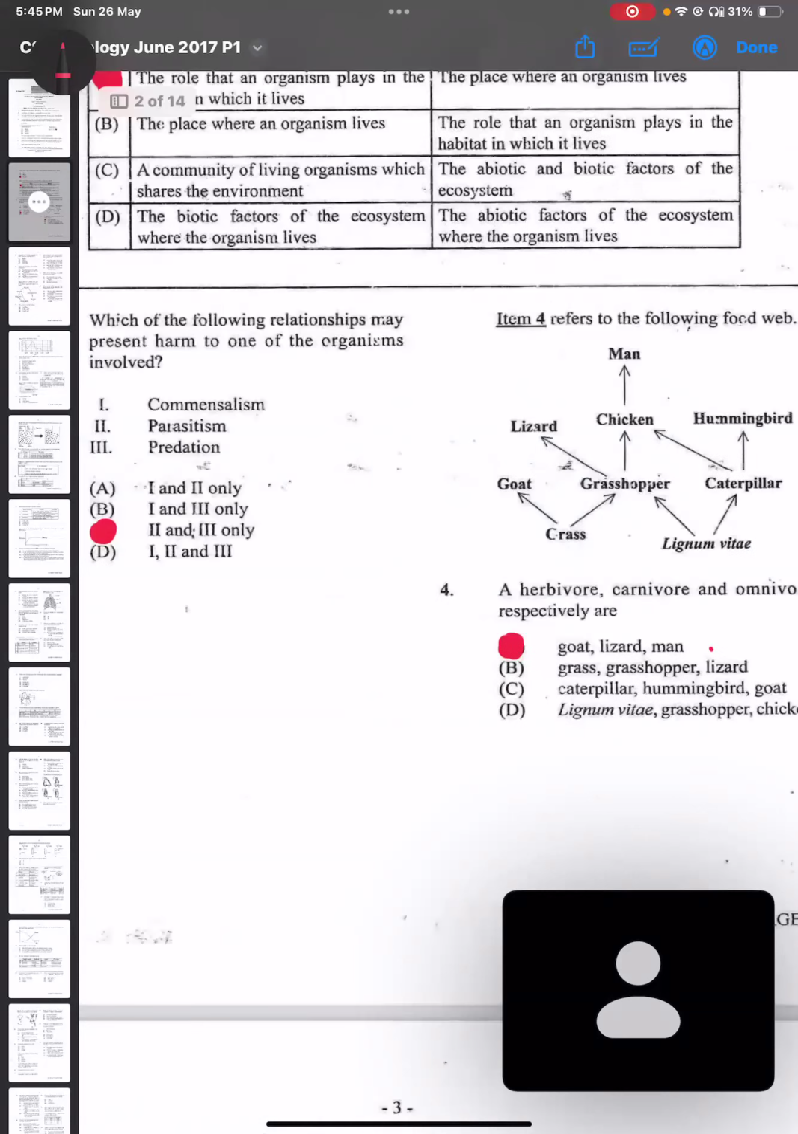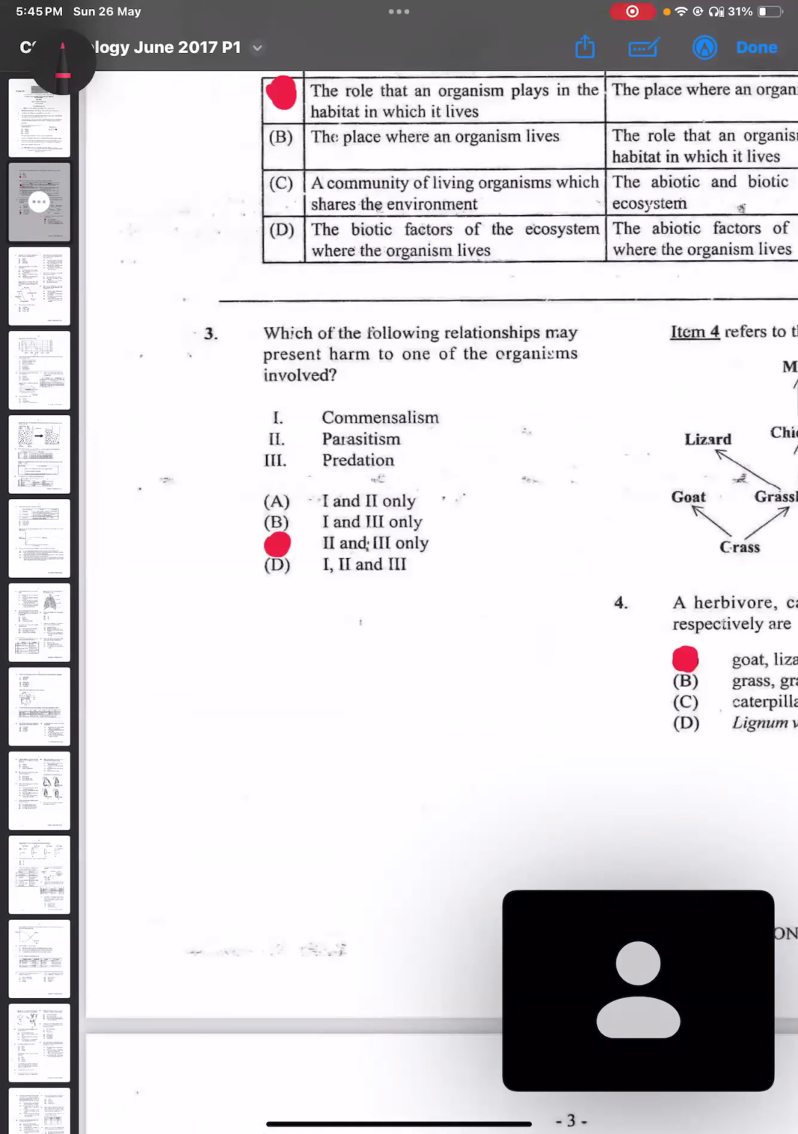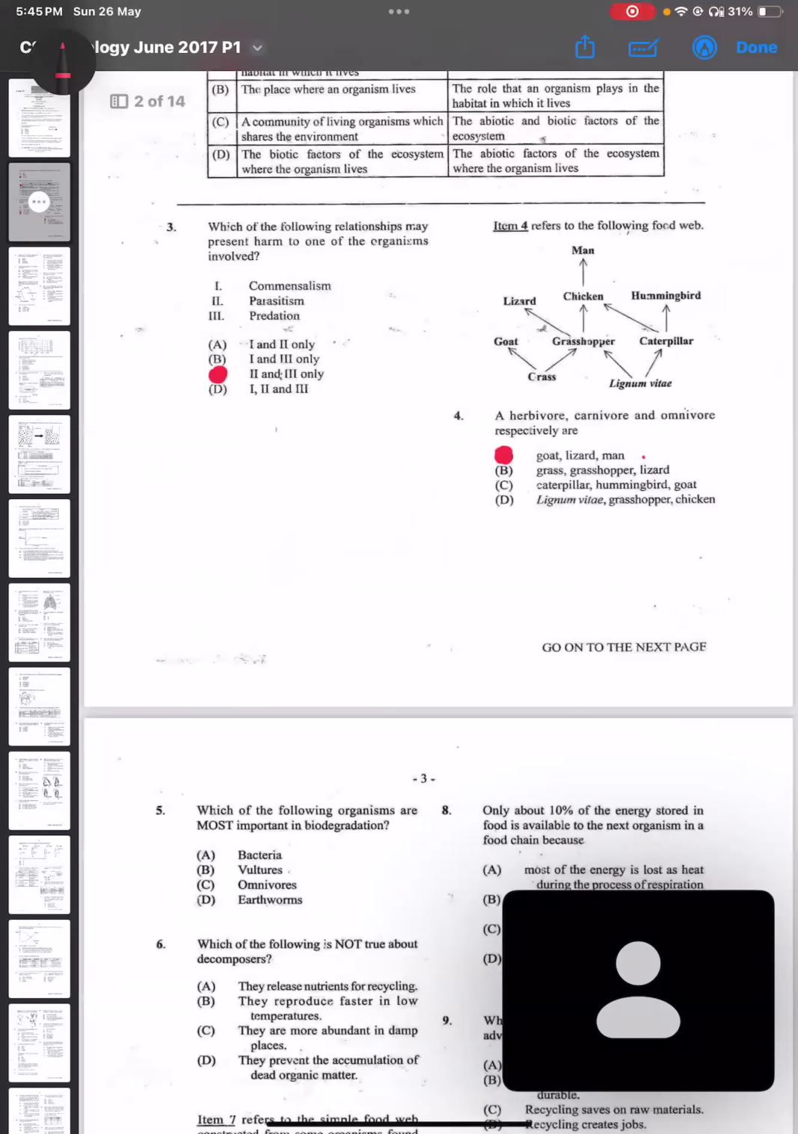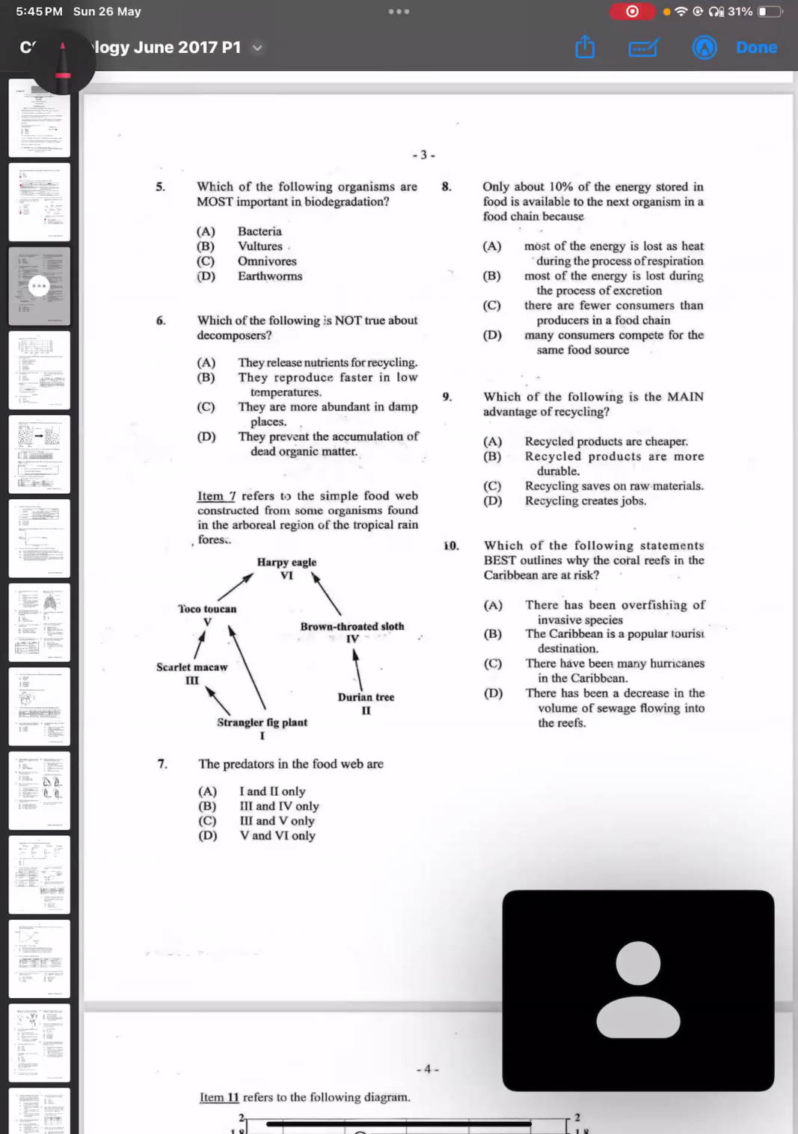Number 3 is 2 and 3, parasitism and predation. So question C, option C, sorry. And then it says we saw this question as well, so we know our answer for number 5. A.